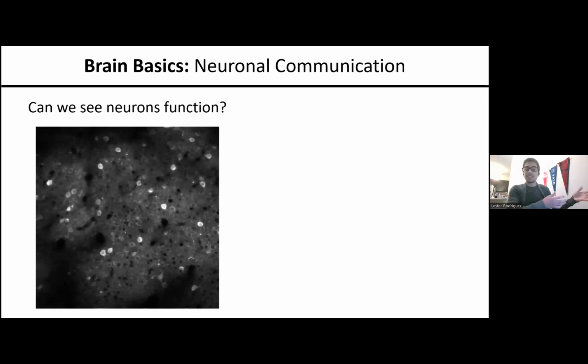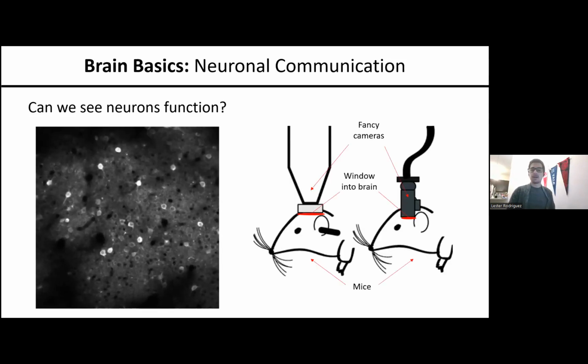So how is this type of video made, or how do scientists make this little clip here? This is how it works. Basically, we take a model organism, say it's a mouse, and we make a window into the brain of the mouse. And then we use really fancy cameras to take these pictures, okay? So this is how we would get this image or this video on the left side.